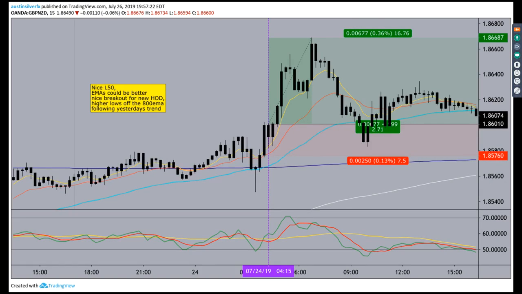This one, again, EMAs could have been way better, but you got a strong bar off the 21 for a new high of day. Perfect liquid 50, but the EMAs could have been better. Size down, 25 pip risk, and it goes 67. There's money everywhere in this market, guys. Everywhere. All day, every day. But if you can have a grading system, if you have good risk management, you can take advantage of it. If you don't, you're eventually going to get caught on the wrong end of a trade.